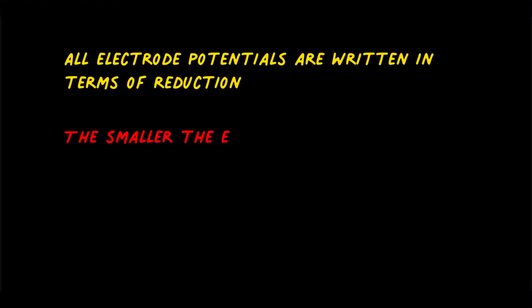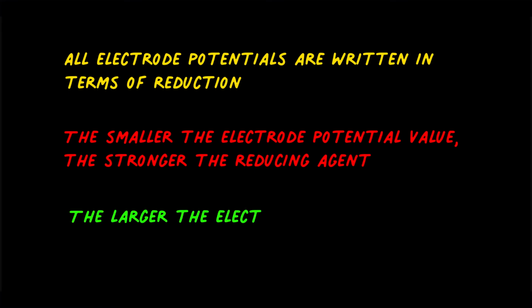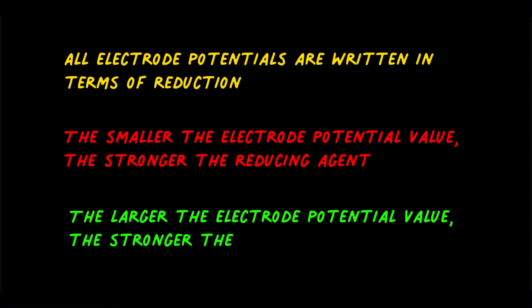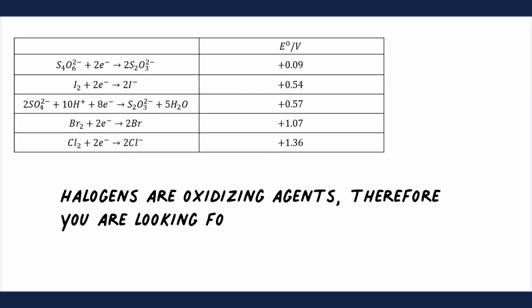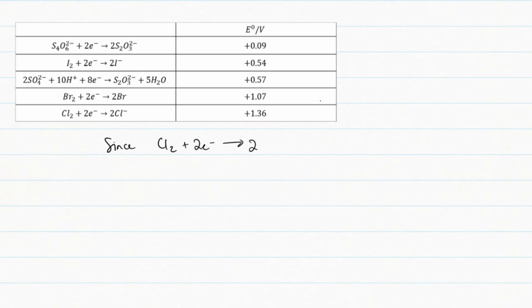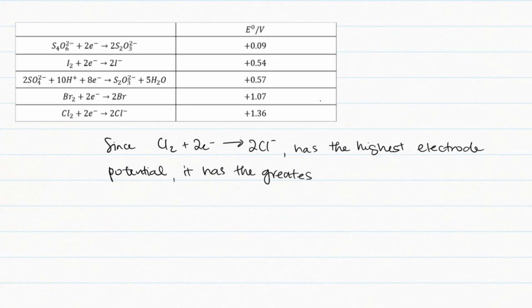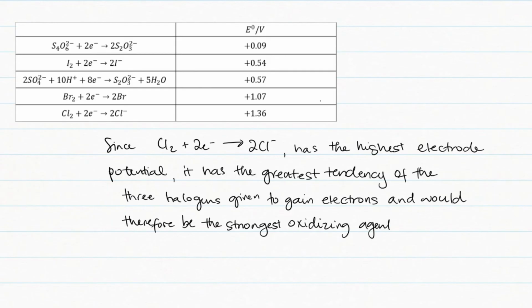The smaller the electrode potential value, the stronger the reducing agent. The larger the electrode potential value, the stronger the oxidizing agent. Now, halogens are oxidizing agents. Therefore, from the table, you're looking for the largest electrode potential, that is the largest number. Since the chlorine molecule plus 2 electrons giving you 2 chloride ions has the highest electrode potential, it has the greatest tendency of the 3 halogens provided in the table to gain electrons and therefore would be the strongest oxidizing agent.